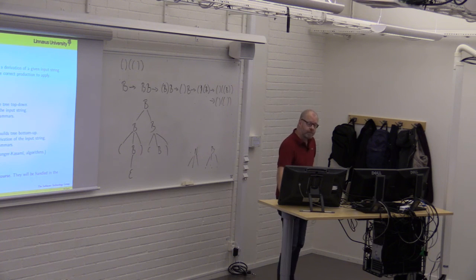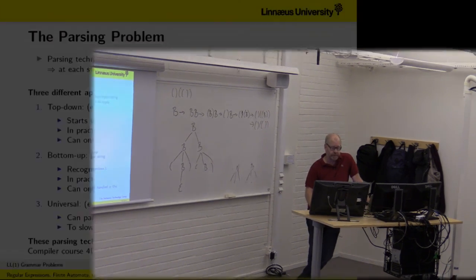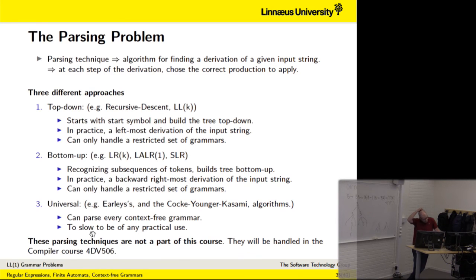Then there are some parsing methods that can handle any context-free grammar. The problem with these is that they are too slow. They are cubic or worse in time complexity, depending on the input size of the program, and programs are rather large. So it turns out that these algorithms are the best in the sense that they can handle every context-free grammar, but they are too slow to be of any practical use. So compilers nowadays are using these 2 approaches.